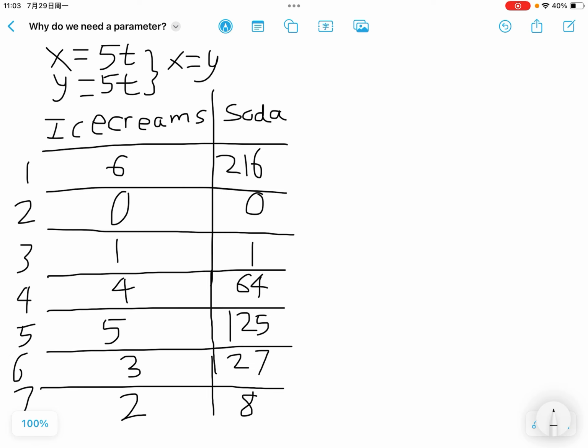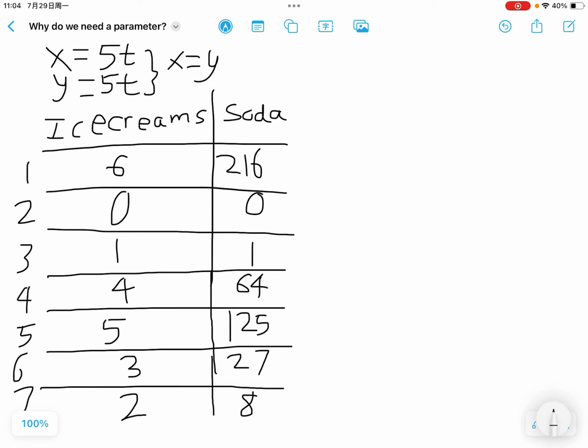Well, here's the reason. So today I'm going to explain this in my video. Why do we need a parameter? And let's look at a real life example. So this is my made up 7-day sales figure for ice creams and sodas at the beach in a sunny, warm summer. So on the first day I have 6 and 216. On the second day I have 0, 0. We have 1, 1, 4, 64, 5, 125, 3, 27, and 2, 8.